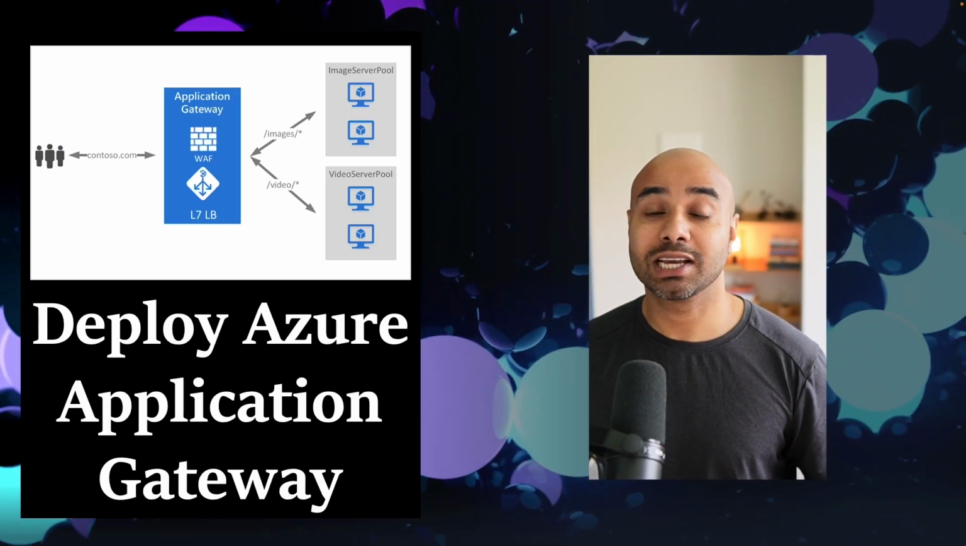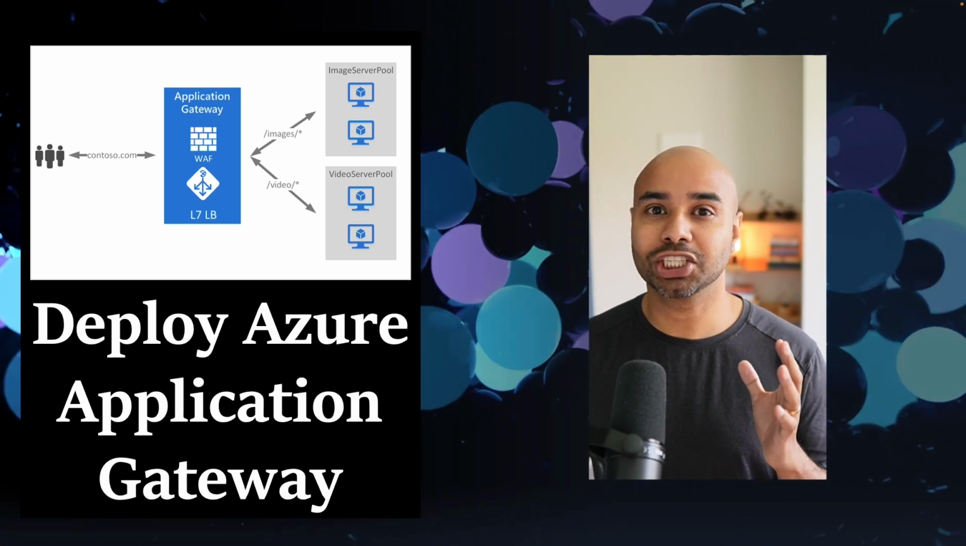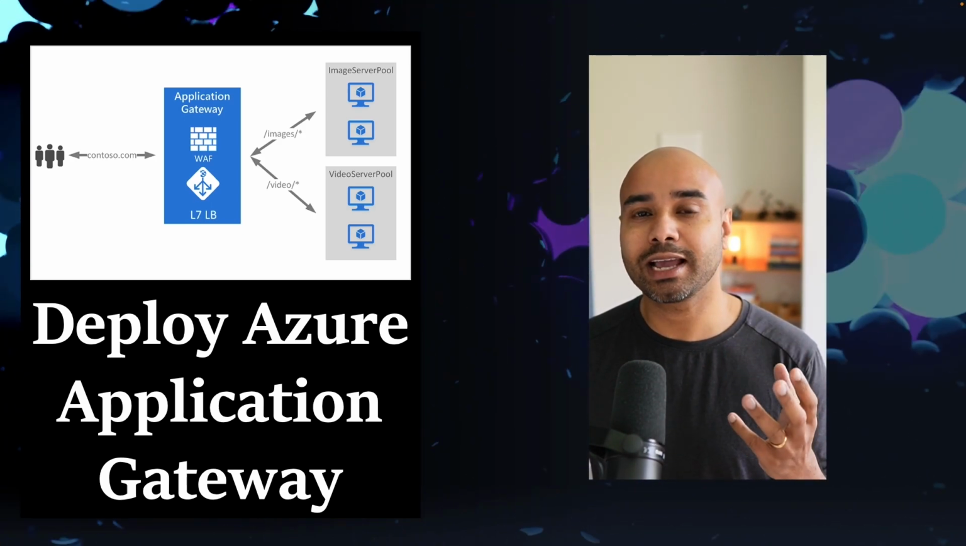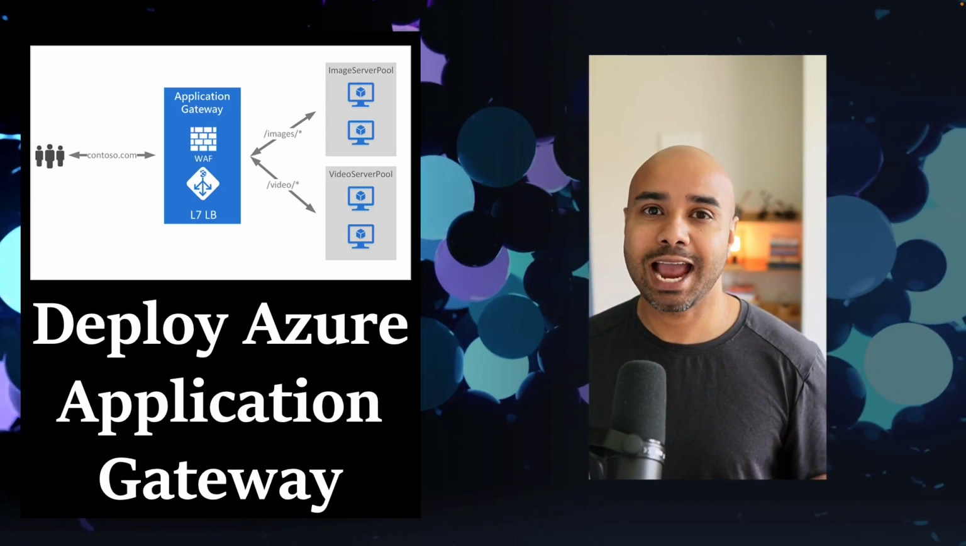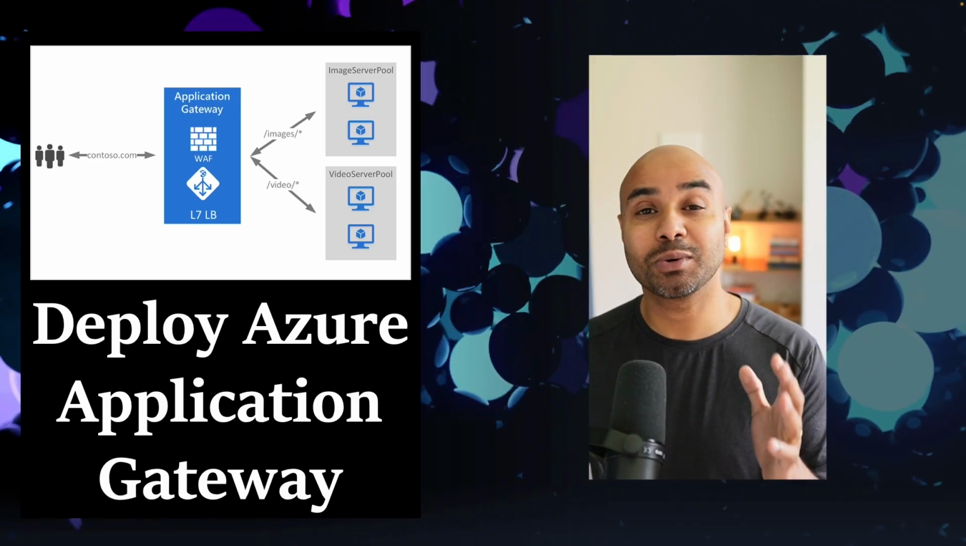So in this lab exercise, we are going to look into Azure Application Gateway. We're going to create a couple of virtual machines, add them to the backend pool, and test the Azure Application Gateway. So let's go and start the lab.